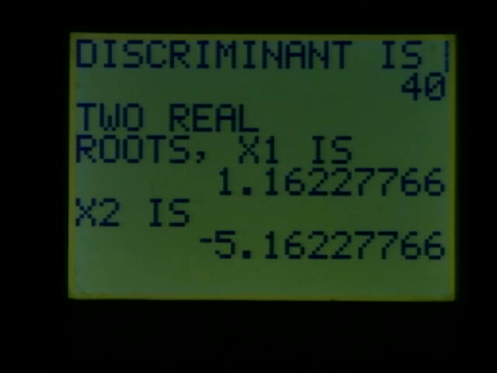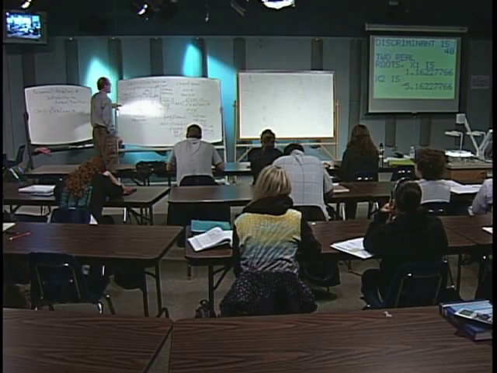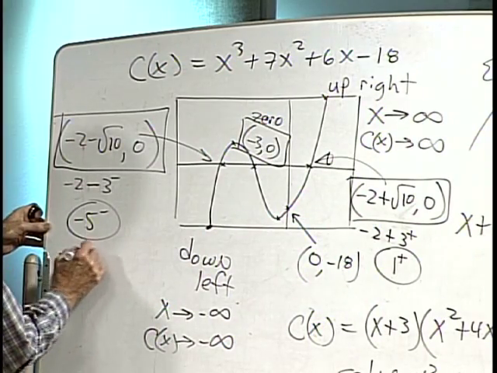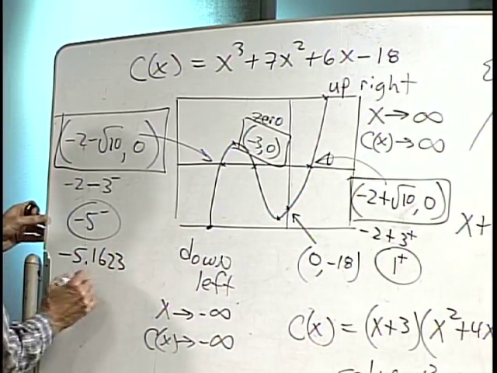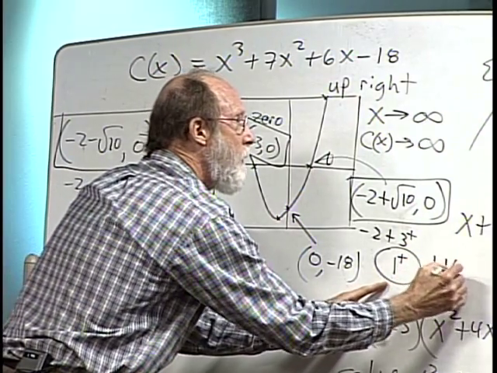We are dealing with x squared plus 4x minus 6, right? So I'm going to put in a 1 for a. The b is 4, and then a negative 6. There are the two zeros. You will notice those values: a little more negative than negative 5, negative 5.1623, and the other one was a little bigger than 1, 1.1623.